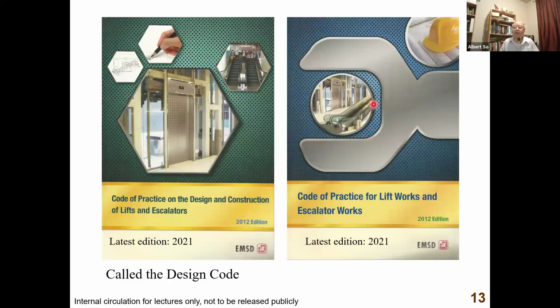But this one is free. You can download it from the EMSD website: the Code of Practice for Lift Works and Escalator Works. This book will advise you what maintenance work needs to be done, and what testing and examination works need to be done. So this is more on procedures. This one was written by EMSD on procedures. And this one was also written by EMSD, but they copied 95% from the European standards. So this one is not free, and this one is free.